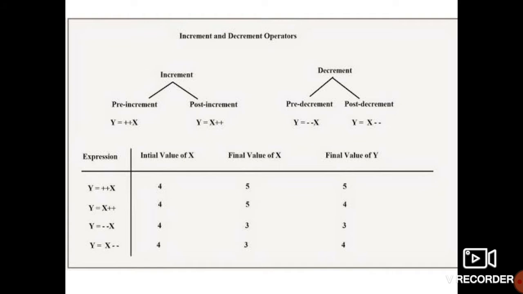It means first we will use the number and then we will give an increment to the number. So the number is 4 initially. Find the value of x. x will become 5 because the value of x will increase, but the value of y remains 4 only, because y is equal to x plus plus. We will first use the number. Initially the value of x is 4, so y is equal to 4 only, and after using y equal to 4, the value of x will increase and it will become 5.